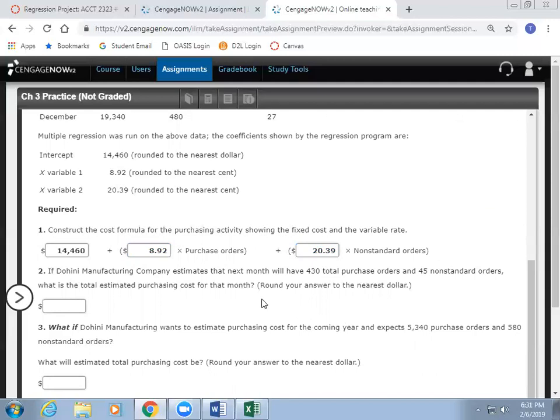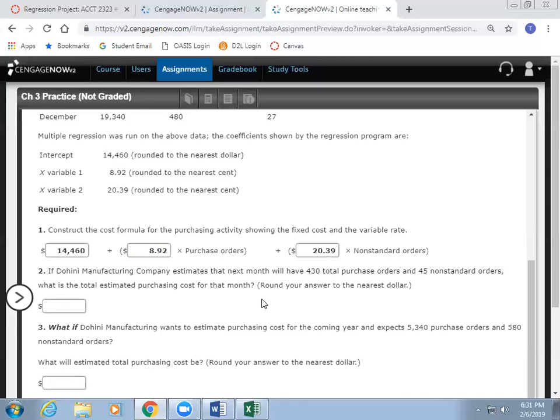So when we're looking at this one, I'm writing on the board since it's longer. It says next month we have 430 purchase orders and 45 non-standard orders. So we would still go 14,460 at fixed costs plus 8.92 times 430 plus 20.39 times 45. Okay. So we've just extended that cost function, so just more math.